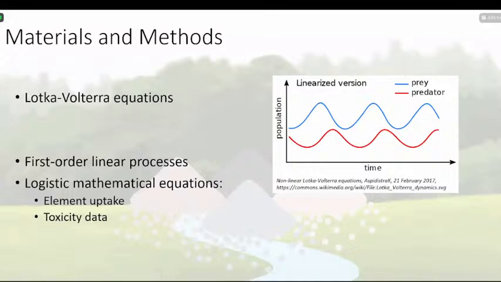So when you do modeling, you require mathematical equations. One of the most used mathematical equations is the Lotka-Volterra equation, which is the principle that when the prey goes up, the predator goes up, and when the prey goes down, the predator goes down. Next to that, I also incorporate first-order linear processes to look at the transfer of rare elements, and have included element uptake and toxicity data through logistic mathematical equations.